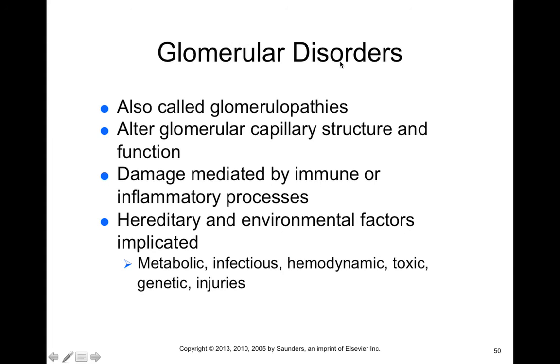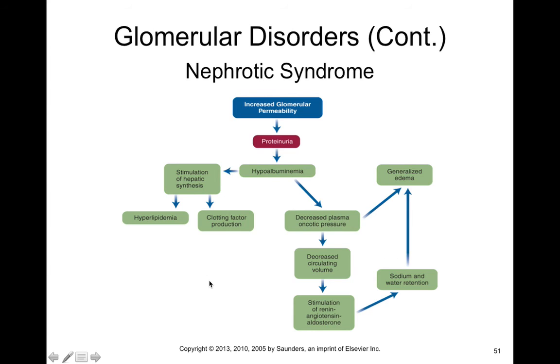Now, glomerular disorders are also called glomerulopathies, and these can alter normal glomerular capillary structure and function. Now, this damage can be either immune or inflammatory mediated, and therefore could be hereditary or environmental. Now, it can be caused by metabolic disruptions, infectious agents, hemodynamic disorders, toxins, genetic diseases, or even injury itself. Now, what this next slide shows are some of the sequelae, or consequences, of nephrotic syndromes.